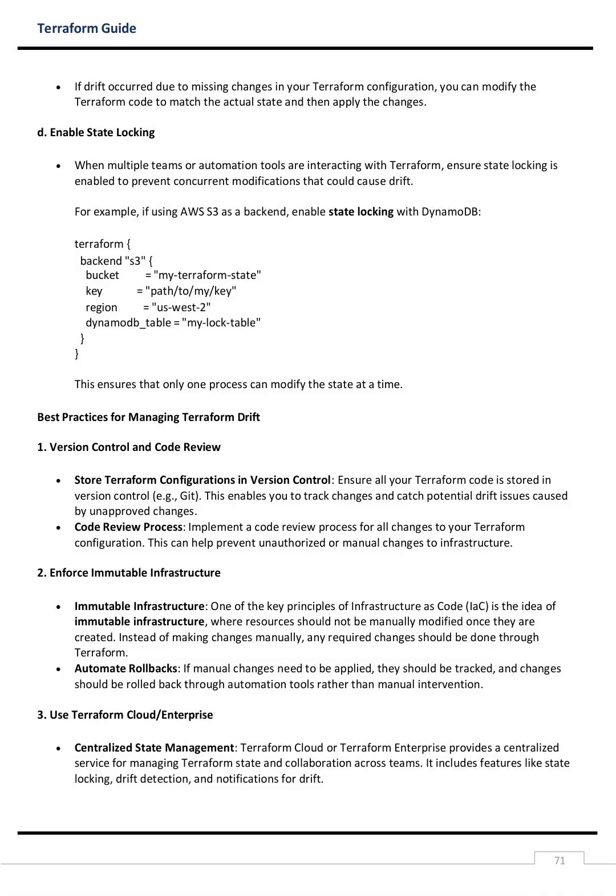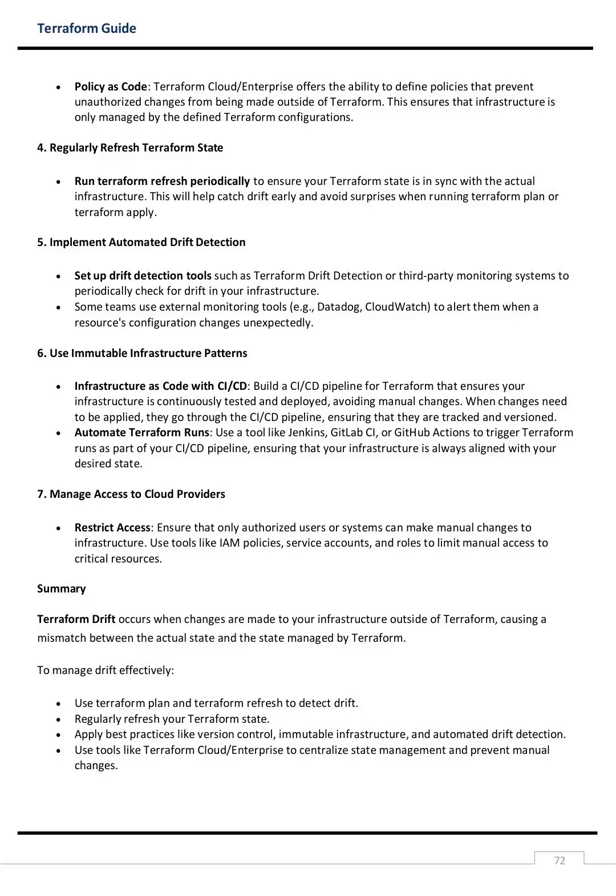3. Use Terraform Cloud or Enterprise. Centralized state management. Terraform Cloud or Terraform Enterprise provides a centralized service for managing Terraform state and collaboration across teams. It includes features like state locking, drift detection, and notifications for drift. Policy as code. Terraform Cloud and Enterprise offer the ability to define policies that prevent unauthorized changes from being made outside of Terraform. This ensures that infrastructure is only managed by the defined Terraform configurations.